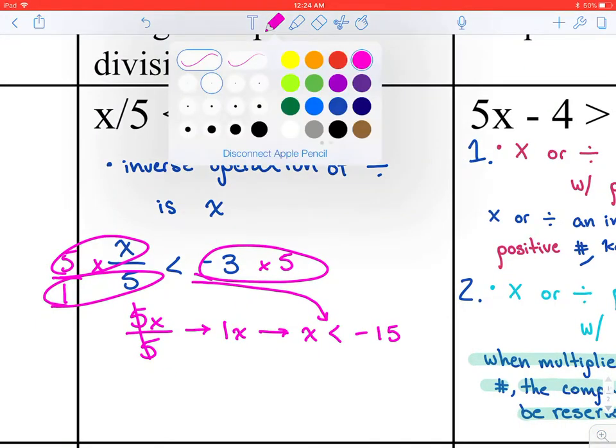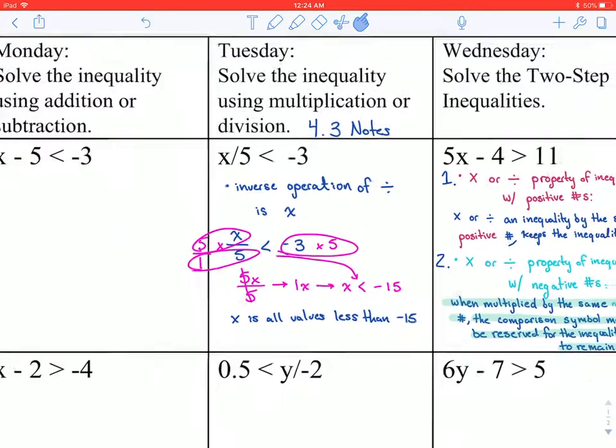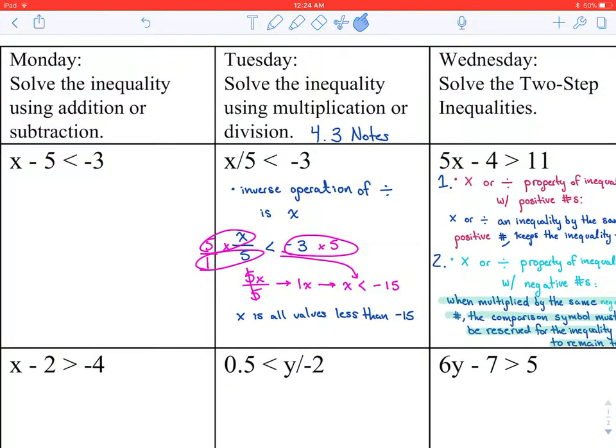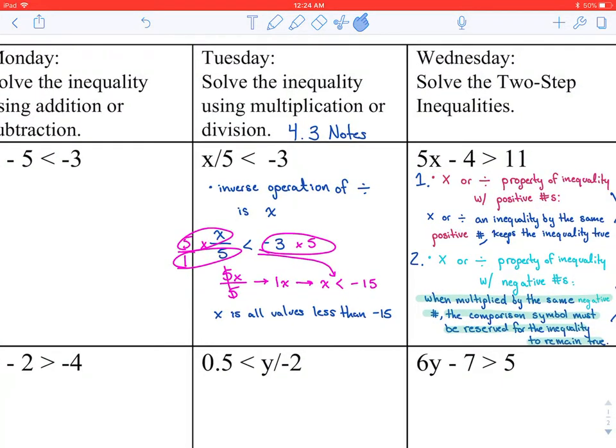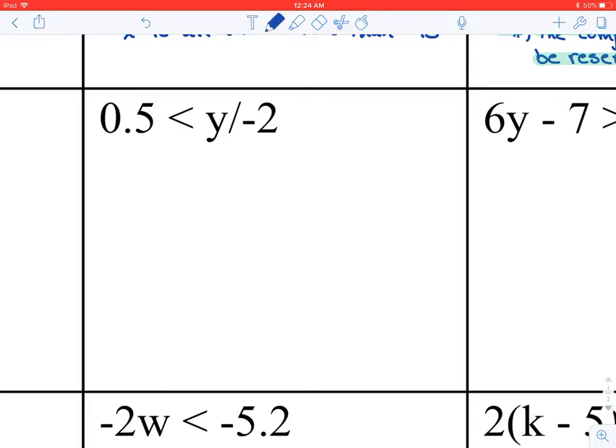So x, therefore, now that I've solved it out, x is all values less than negative 15. So we didn't have to make any sort of changes to the symbol on that one because we multiplied both sides by the same positive number. And so we didn't have to make any changes to the symbol. But let's take a look at number 2 and see how that one is different.